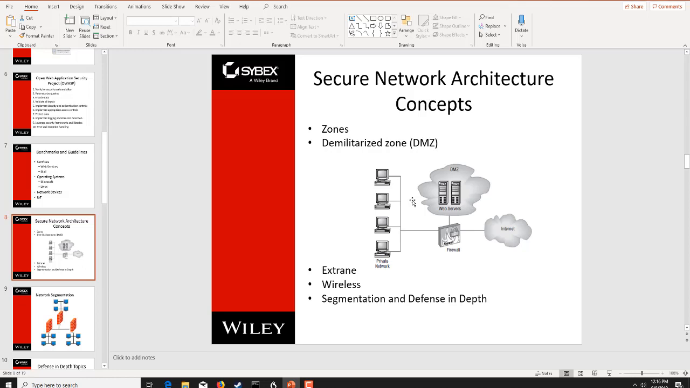Palo Alto Networks is really big on zones, and it can be very confusing. But in essence, it's a way for you to define a traffic space where traffic is coming from or going to. So it's very important that you understand the difference. The demilitarized zone is just one zone in and of itself.